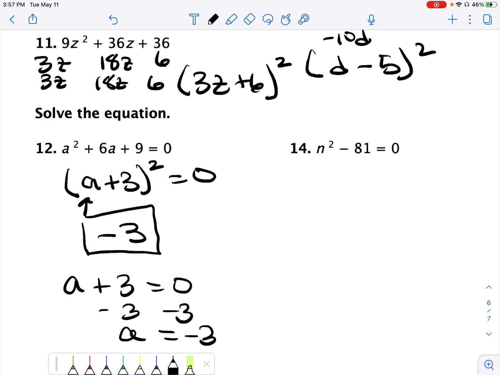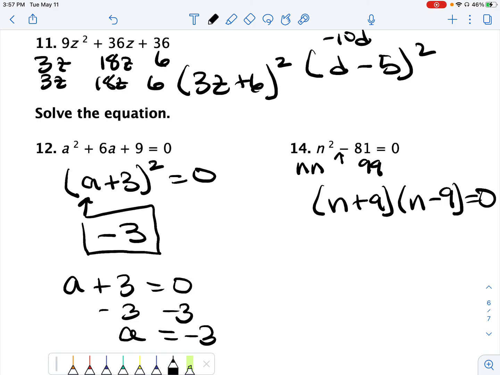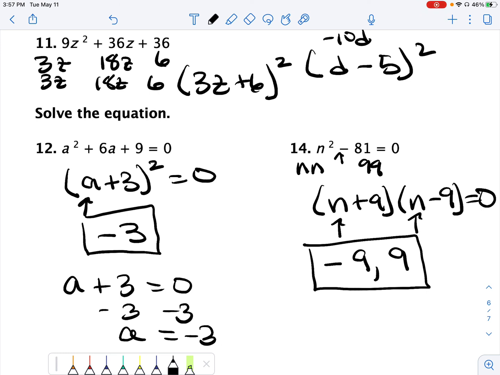Look at 14. 14 is not a trinomial. Let's see if it's a difference of squares problem. n times n, 9 times 9. It's a square, and that's a subtraction sign. So this is going to be n plus 9 times n minus 9 equals 0. Now, what numbers do I need to put here to make those zeros? It's going to be negative 9 and positive 9. So this one has two answers. The perfect square trinomial technically has two answers, but you only need to write negative 3 once.